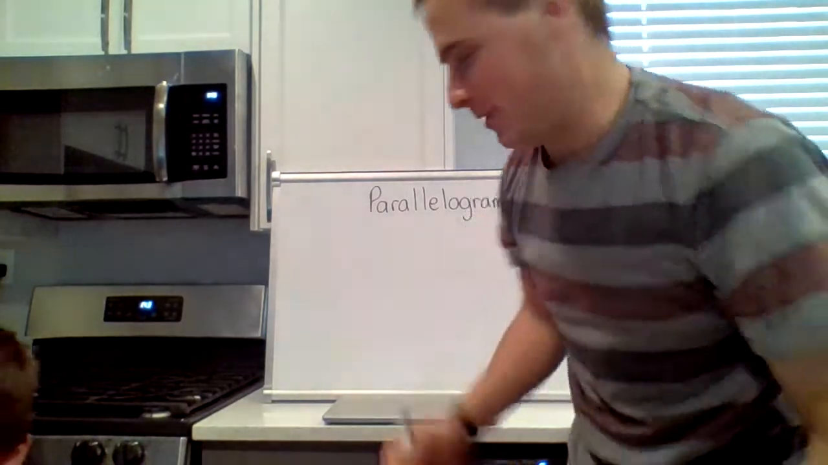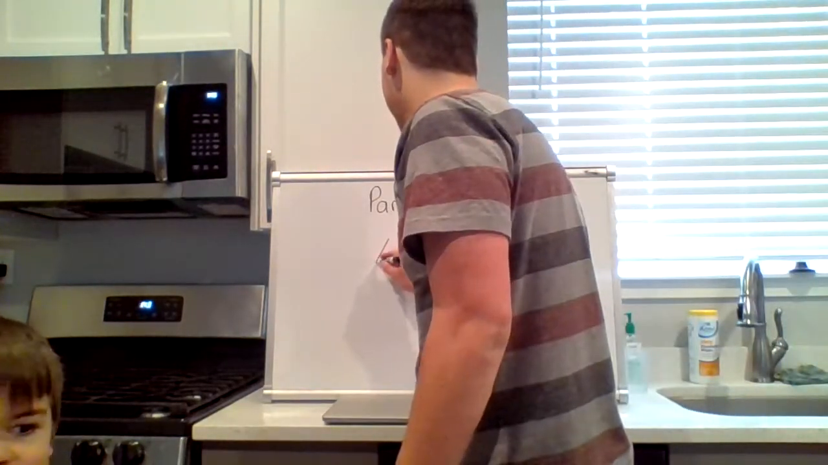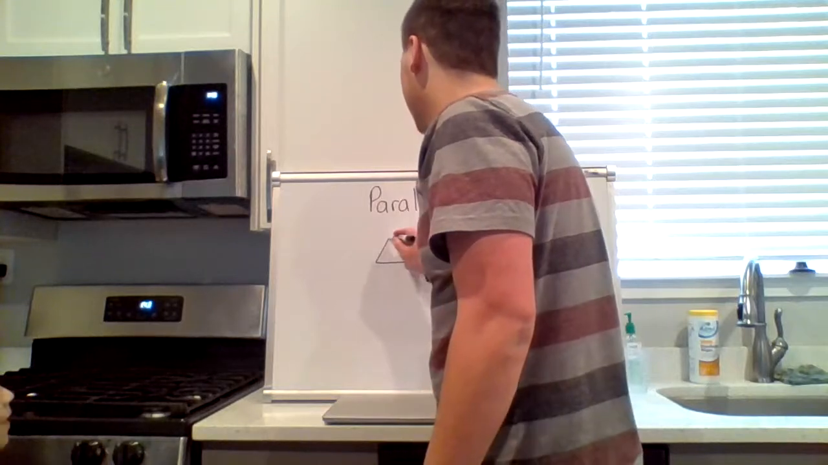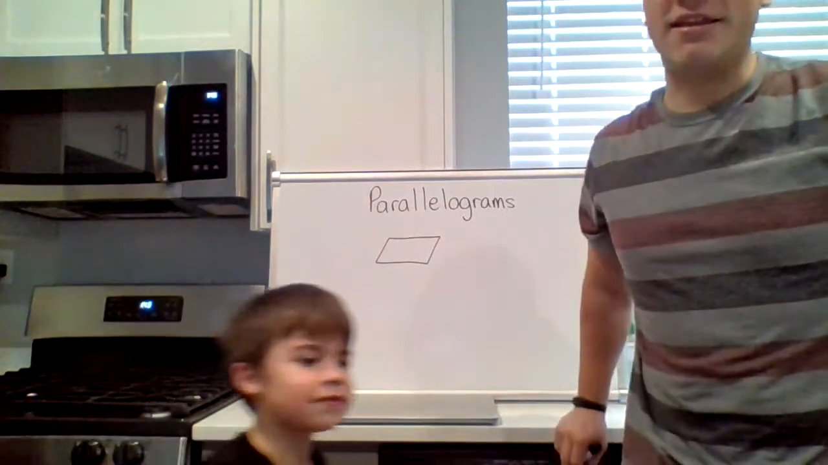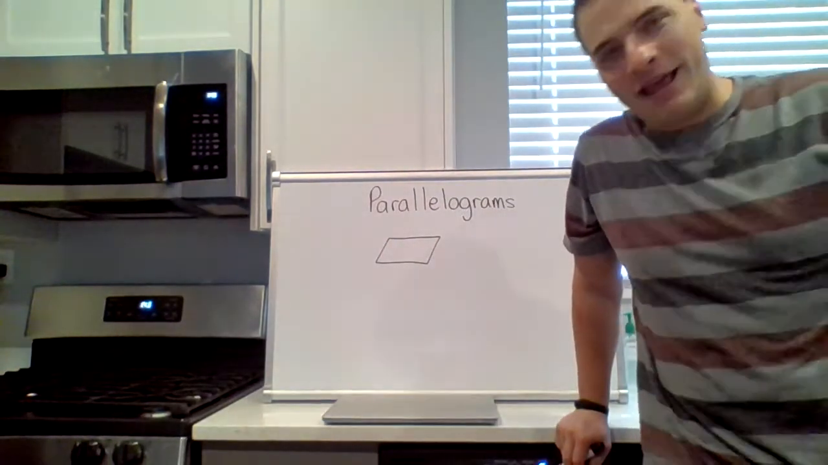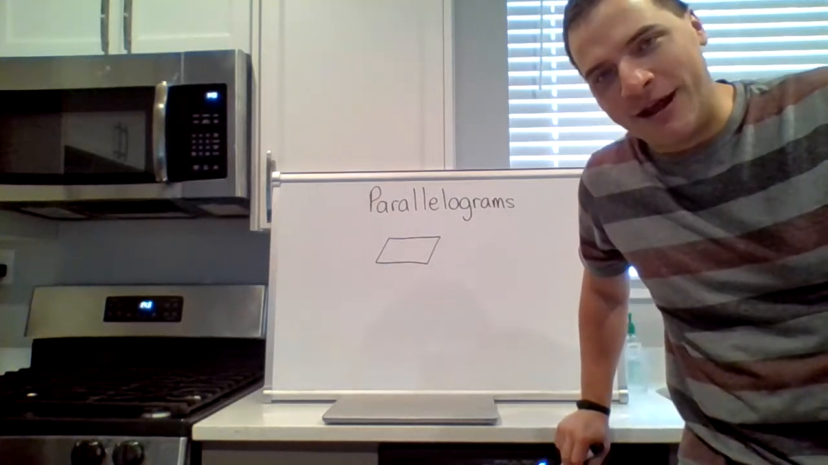Today we're finding the area and perimeter of parallelograms. A parallelogram is a quadrilateral with two pairs of parallel sides. A rectangle is a special kind of parallelogram.